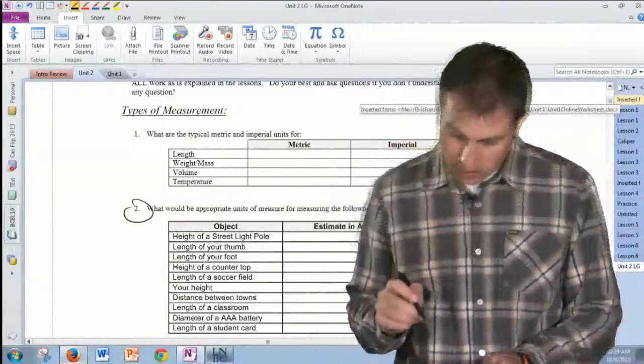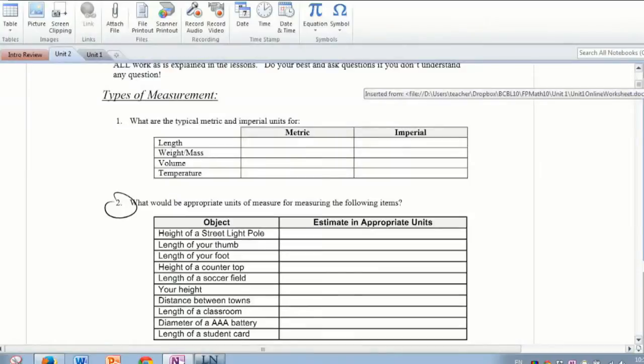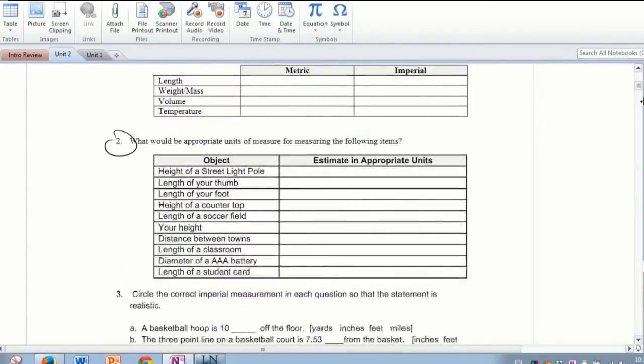So the height of a streetlight pole, we're going to estimate it with appropriate units. Streetlight, what would be a good unit to measure that? I'd probably guess meters. I know I'm 183 centimeters, so I'm really close to 2 meters. So how many of me would it take if I stood on my own shoulders? So maybe like 3.5 to 4 meters.